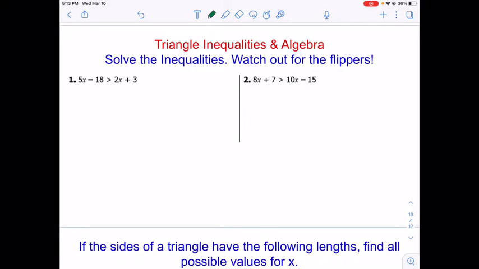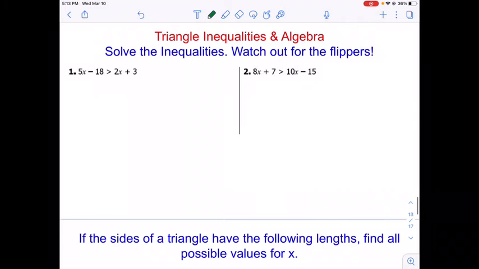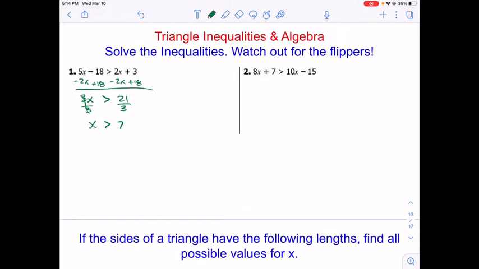So let's solve for our x here. So we have the inequality 5x minus 18 is greater than 2x plus 3. So we're going to start by subtracting 2x from both sides. This is going to give us 3x. Now we want to move the 18 by adding it to the other side. So nothing changes when we add or subtract. Bring down the inequality here, and we get 3x is greater than positive 21. Divide by 3. We're not dividing by any negatives here, so the inequality stays the same. So we get x is greater than 7.